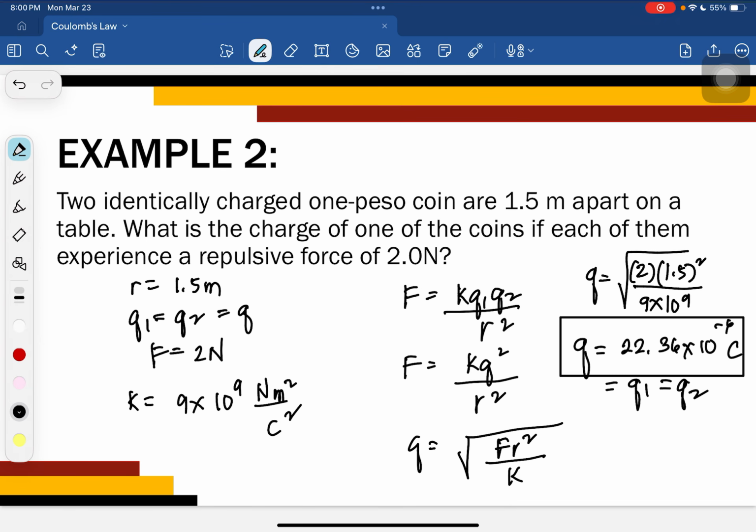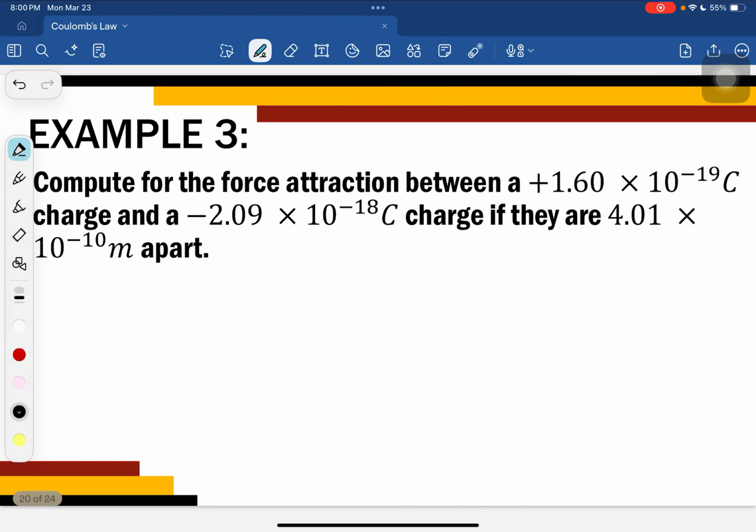Again, what made me decide that I will be using the same Q, or assume that Q1 is equal to Q2, is simply because the term identical means that Q1 is equal to Q2. So let's have example 3. The examples are quite similar to each other. It's just really practice, especially in the use of exponents. You might get errors in the final answer simply because of the exponents or the prefixes used in the problem.